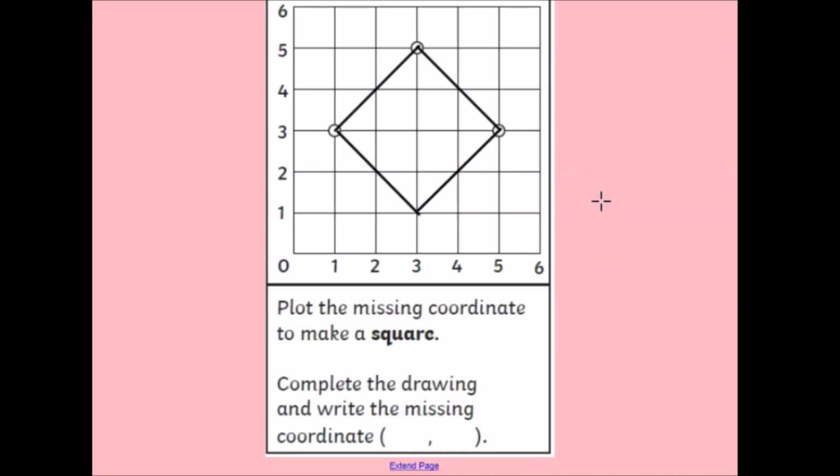It's just in a different orientation, it just looks like it's been tipped over, but I do have a square with 1, 2, 3, 4 right angles. Let's look at those coordinates. Here we go. Along the corridor, that's 3. Up the stairs, that's 1. So my coordinates for this question are 3, 1.